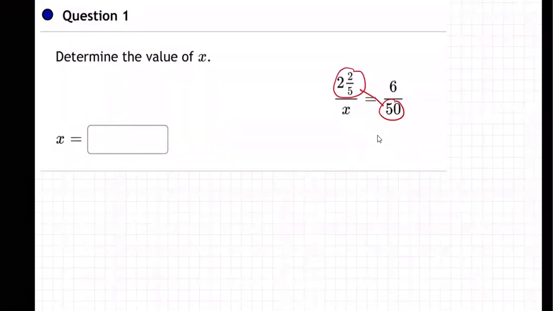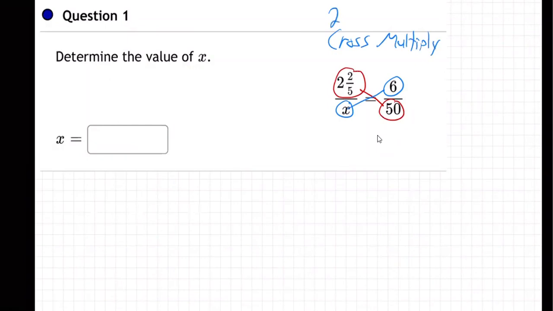Where you do those two, and then you do the other two. Diagonal, diagonal, you cross multiply. Two equal fractions, cross multiply. Diagonal, diagonal, cross multiply. Okay, so what do we have then?